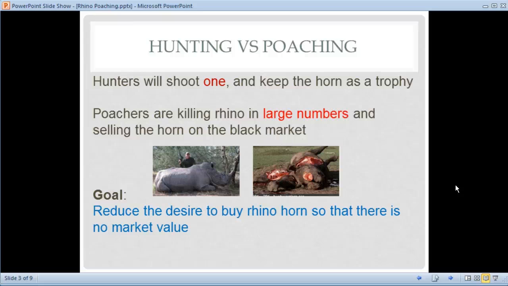A hunter will shoot one rhino and just keep the horn as a trophy, whereas the poachers are obviously killing in large numbers and selling the horn on the black market. They're doing this because horn is worth a lot of money.